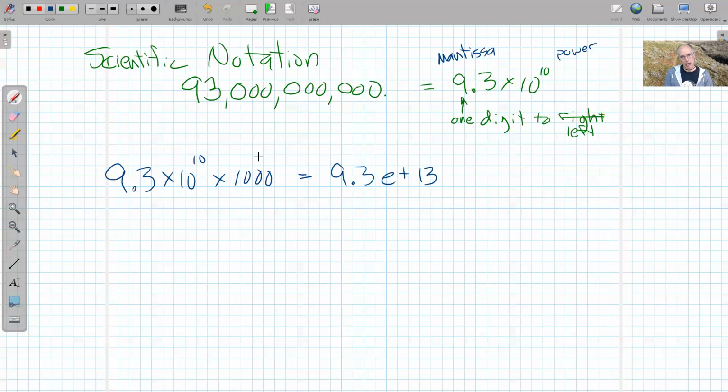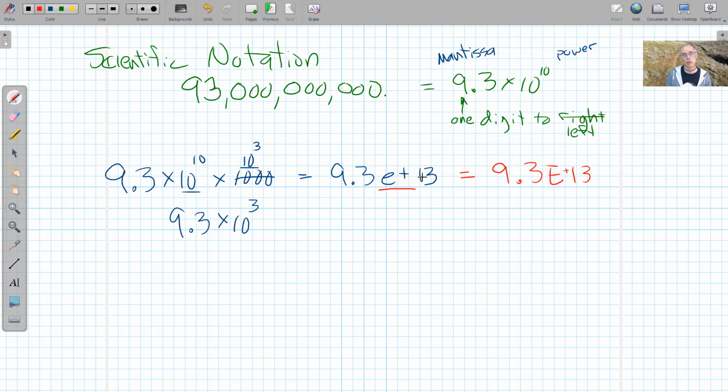Now, if we look at what I have here and what I have there, 1,000 is really 10 to the 3rd power. If you multiply things with the same base, you add the powers. So this should be 9.3 times 10 to the 13th power. And so this calculator notation is pretty common. You'll either see a little e, but usually you'll see a big E, 9.3 big E, and then sometimes it'll be just a 13, sometimes it'll be a plus 13.